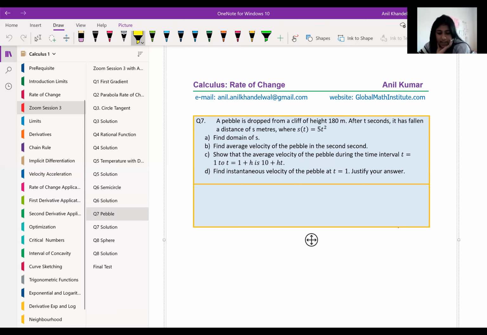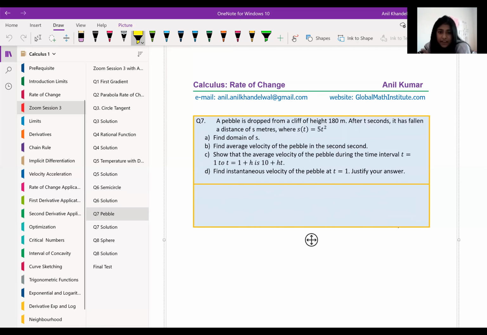So with A, I just did s of t equals 5t squared. I substituted s of t for 180, and then you just solve it algebraically. So 180 divided by 5 is 36, t squared equals 36, so t is 6. Perfect.